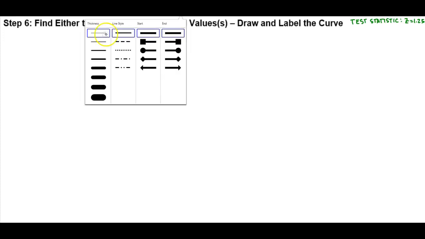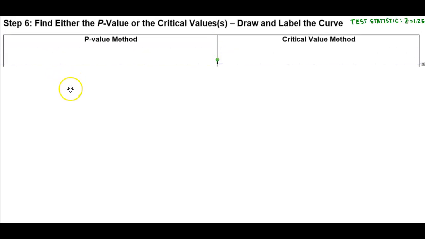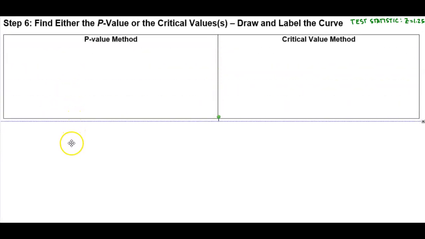Okay, so what we want to do first is go ahead and use the p-value method, and then we'll work with the critical value method. So let's do the p-value method. What's important is we need to be able to draw and then label the curve. So we're going to draw and then label the curve.